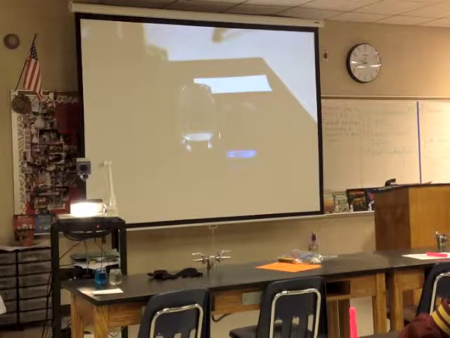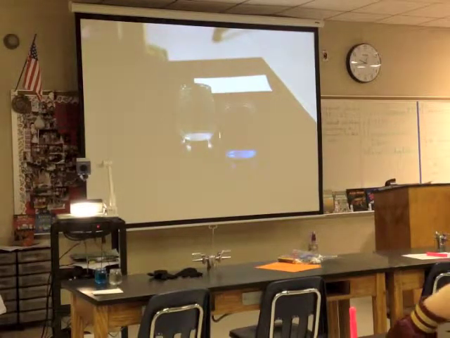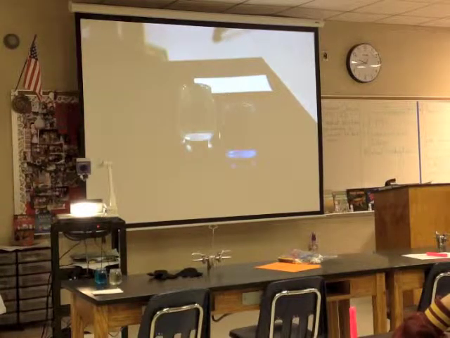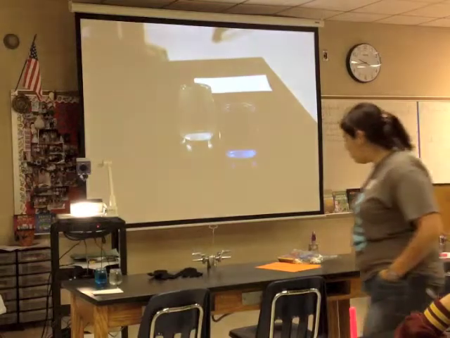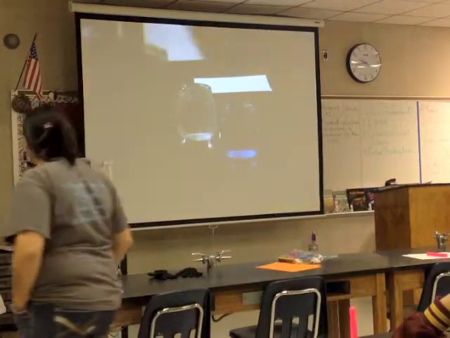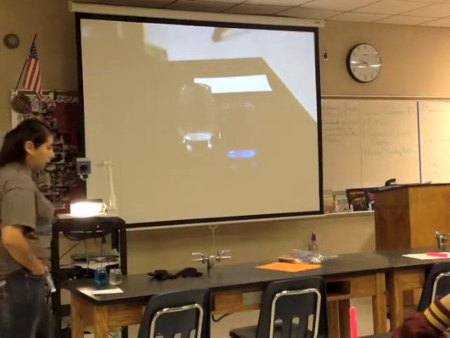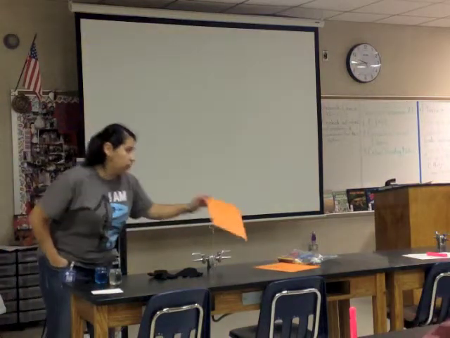Convection currents. Our objective today is that we will learn how convection creates motion under and on the surface of Earth. Okay? Your essential question is, how do convection currents play a role in the ocean and atmosphere? So, we are going to start off with a demonstration. If you look at the orange paper that is on your table, that's what we're going to look at first.